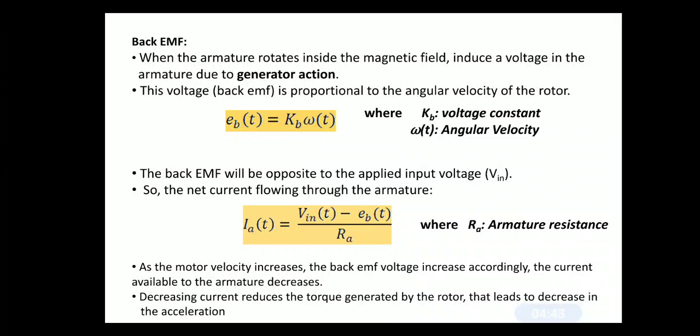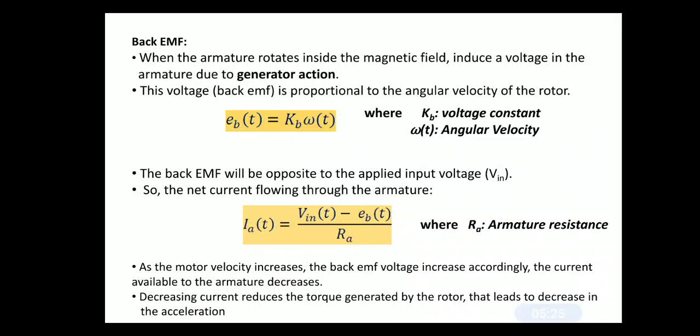As the motor velocity increases, the back EMF also increases and the current available in the armature decreases. That means the armature current will be maximum at the start of the motor, and as the armature increases its angular velocity, or its RPM, the armature current slowly decreases.